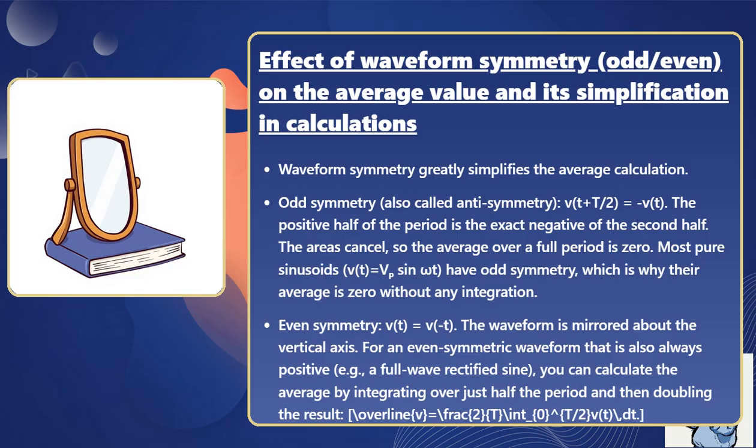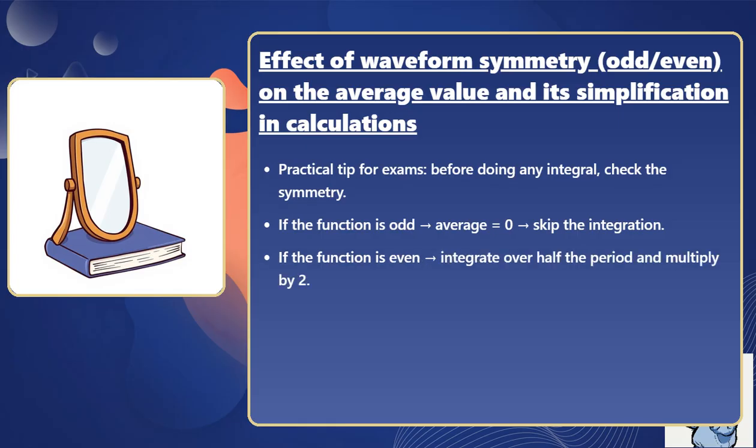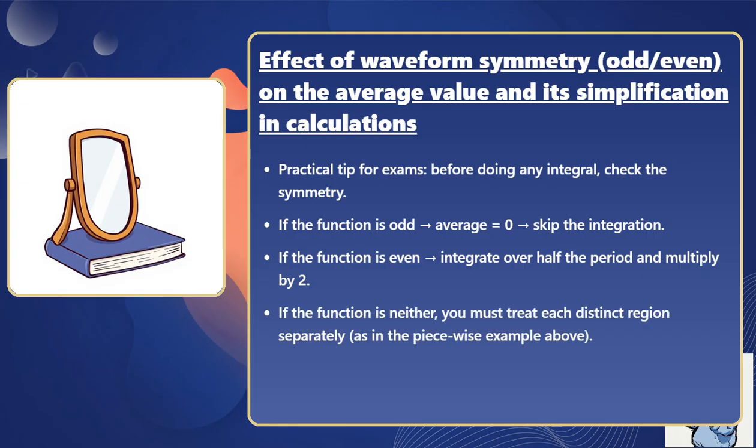V bar equals 2 over T times the integral from 0 to T over 2 of V of t dt. Practical tip for exams: before doing any integral, check the symmetry. If the function is odd, average equals 0, so skip the integration. If the function is even, integrate over half the period and multiply by 2. If the function is neither, you must treat each distinct region separately, as in the piecewise example above.